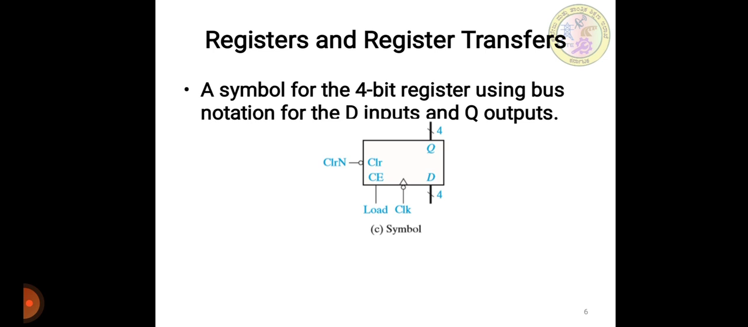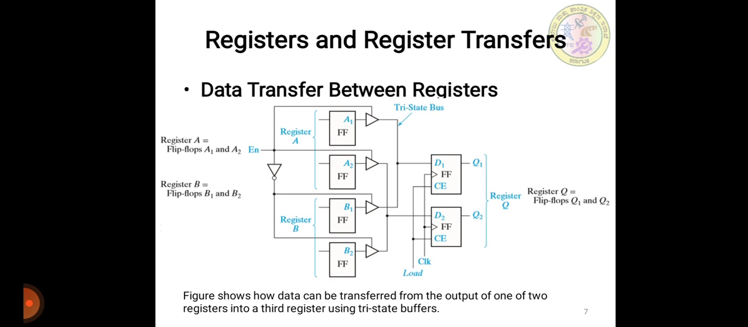And here is the symbol for the 4-bit register using the bus notation for the D inputs and Q outputs. Next we have the register and register transfer, that is data transfer between the registers. The figure here shows how data can be transmitted from the outputs of two registers into a third register using tri-state buffers.